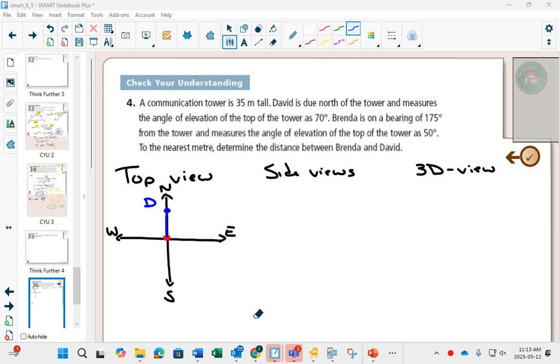And then a bearing, remember bearings start at north. A bearing of 175 degrees means that this angle from north is 175 degrees. And so we'll go to green for Brenda. Brenda is somewhere on that angle. I'm going to put a B for Brenda. Draw a line. That's the distance between Brenda and the tower.